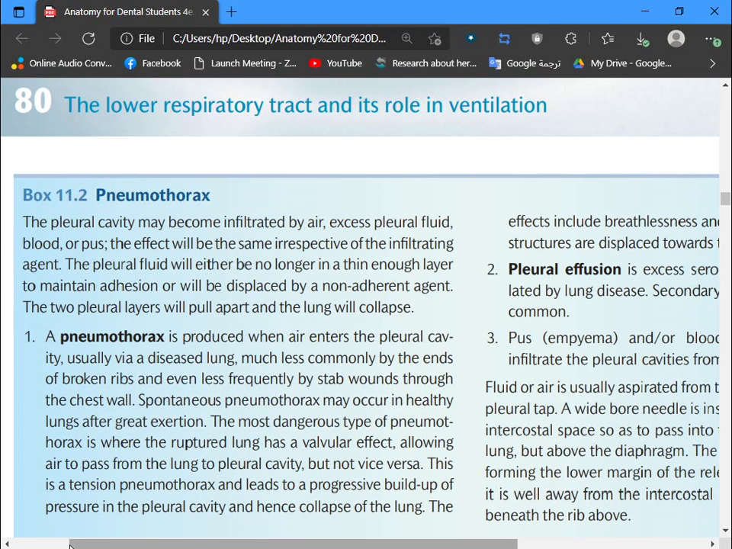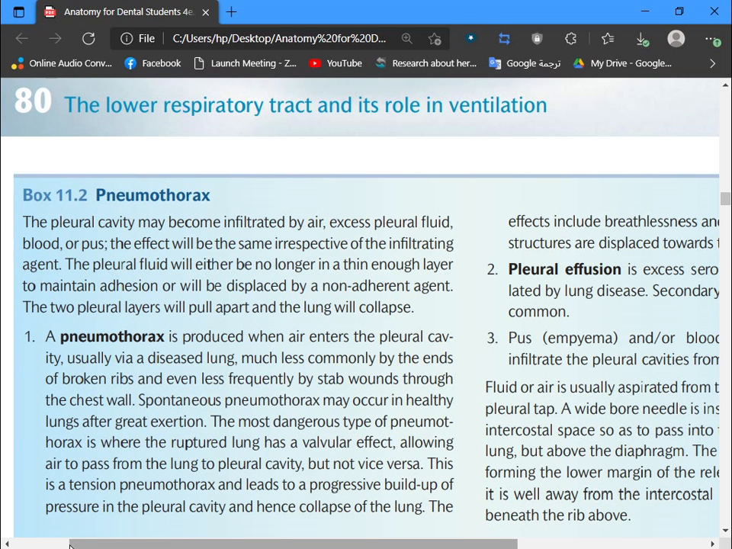Pneumothorax. The pleural cavity may become infiltrated by air, excess pleural fluid, blood, or pus. The effect will be the same irrespective of the infiltrating agent. The pleural fluid will either be no longer in a thin enough layer to maintain adhesion or will be displaced by a non-adhesive agent. The two pleural layers will pull apart and the lung will collapse.